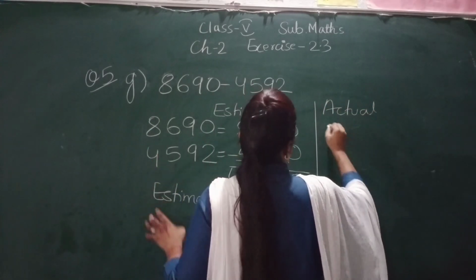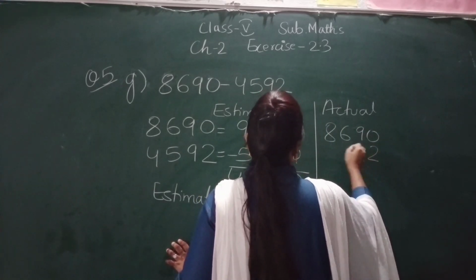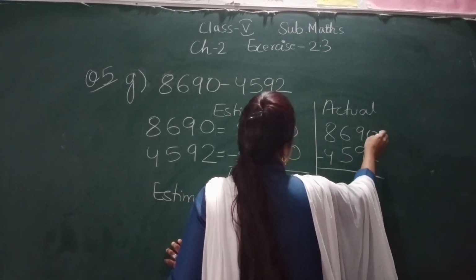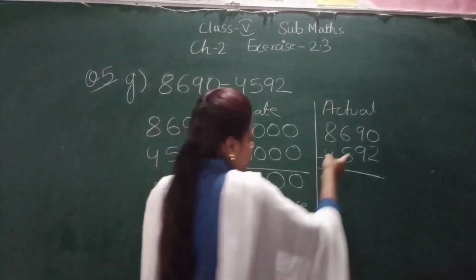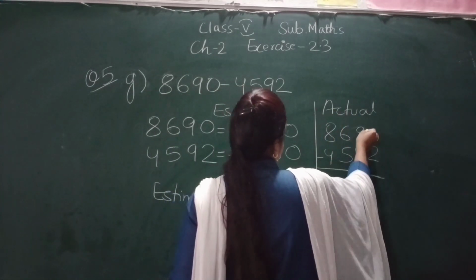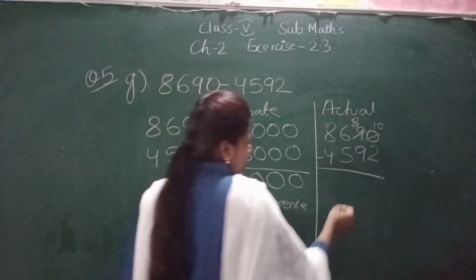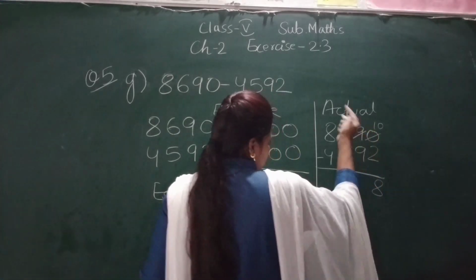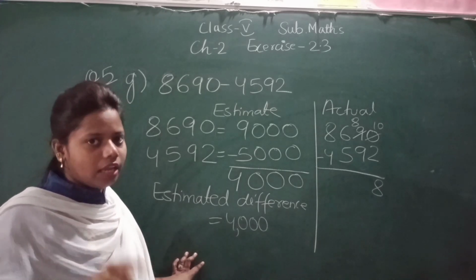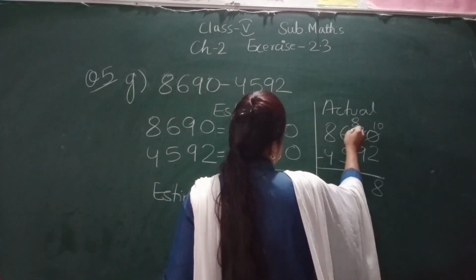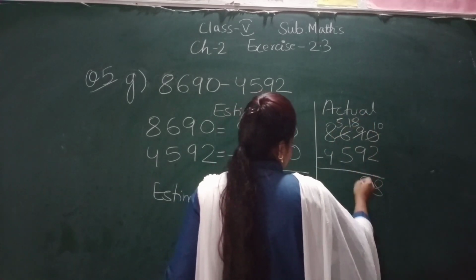For the actual one, we will copy this. This is 8,690 and this one is 2,954. From 0 we cannot subtract 2, so 0 will take 1 borrowing from this 9. This 9 will become 8 and this 0 will become 10. So 10 minus 2 is 8. We cannot subtract 9 from 8, so this 8 will take one borrowing from 6. 6 will become 5 and 8 will become 18. So 18 minus 9 is 9.